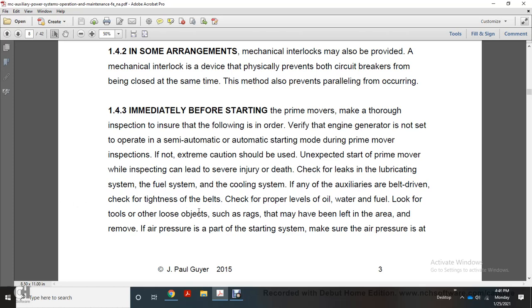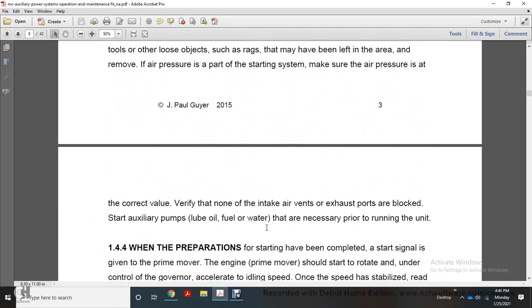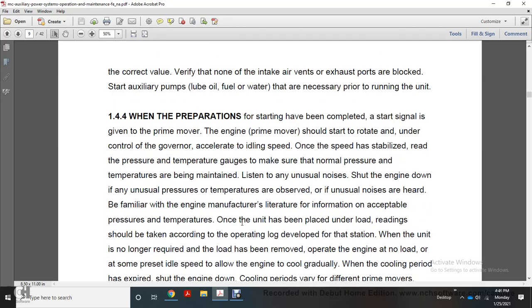Look for tools and other loose objects such as rags that have been left in the area, and remove them. If any air pressure is part of the starting system, make sure the air pressure is at the correct value. Verify that none of the intake air vents and exhaust ports are blocked. Start the auxiliary pumps for lube oil, fuel, and water if necessary prior to running the unit.